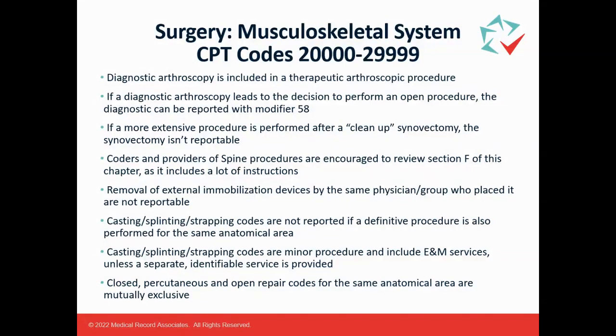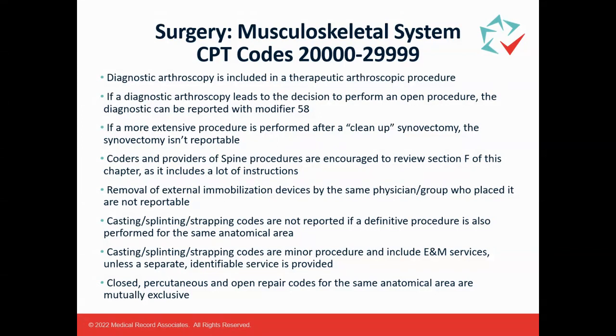Coders and providers of spine procedures, please look at this section F because it includes a lot of instructions that I was not able to include here. Casting, splinting, strapping codes are not reported if a definitive procedure is also performed. Those are considered minor procedures and include an E&M service unless it is a separate identifiable service that is provided, and it must be documented that way.